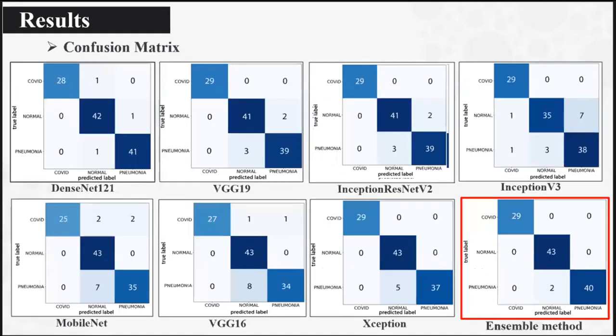Here we have the confusion matrix of each model and also the confusion matrix of the ensemble method. We notice that the ensemble method was able to predict correctly almost all the chest X-ray images except two images that belong to pneumonia cases, which our method predicted as normal cases, but all COVID cases were classified correctly.